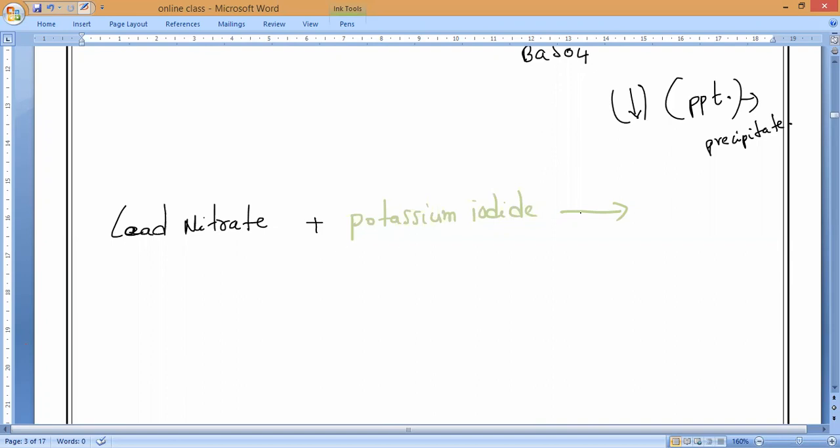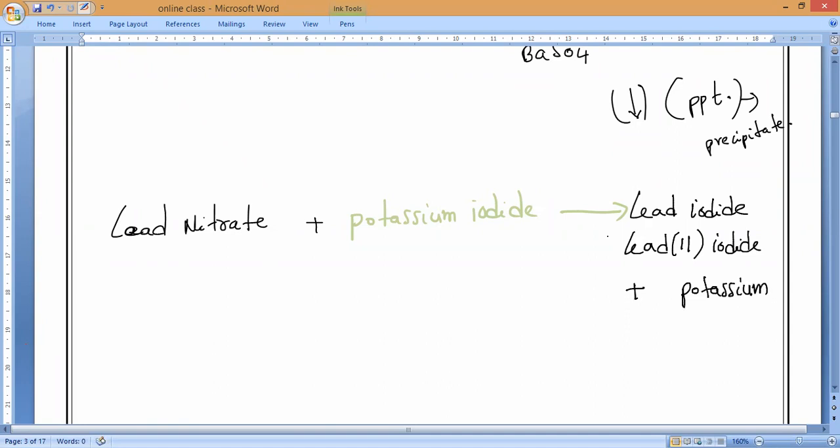So lead nitrate plus potassium iodide will give you lead iodide. Actually, lead iodide we can say lead 2 iodide also. Plus, what is the second product? Potassium nitrate. Right side by side only, I don't have space, so I am writing down. Clear, everyone?